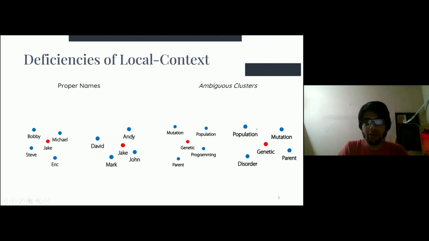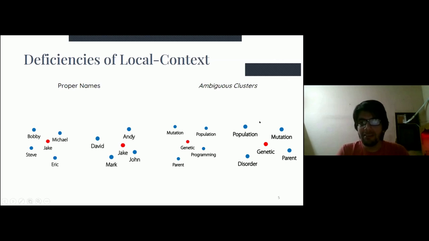So similarly here, let's say this is the language model for the genetic algorithms. Here the nearest words would be mutation, population, parent, programming. And a lot of these words also appear in the language model based on biological articles. So here, the algorithm will actually not give a quite high score to the word genetic because most of its nearest neighbors are the same.